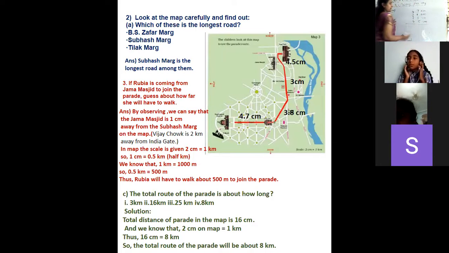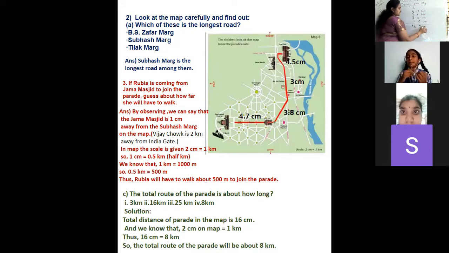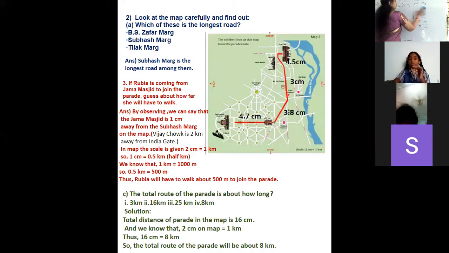Now add it. 7 plus 8, 15. 15 plus 5, 22. Carry forward 2. 4 plus 2, 6. 6 plus 6, 12. 12 plus 4, 16. So this is the total route. The distance between Rashtrapati Bhavan to Red Fort is 16 centimeters.